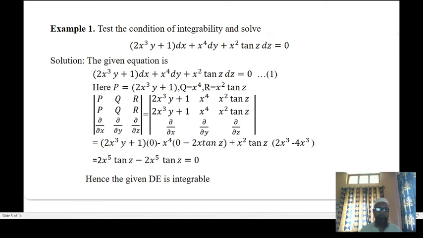Minus x^4. Del by del z of 2x^3 y + 1 is 0, minus del by del x of x^2 tan z is 2x tan z, plus x^2 tan z into del by del y of 2x^3 y + 1, which is 2x^3, minus del by del x of x^4 is minus 4x^3. So the first term is 0. Next, minus into minus, plus 2x^5 tan z. Simplifying, minus 2x^3 minus 4x^3 is minus 2x^3, so minus 2x^3 into x^2 is minus 2x^5 tan z. Both terms cancel, equal to 0. Hence the given differential equation is integrable.